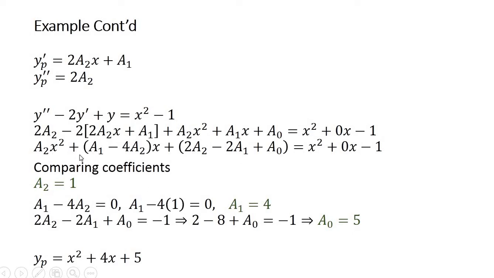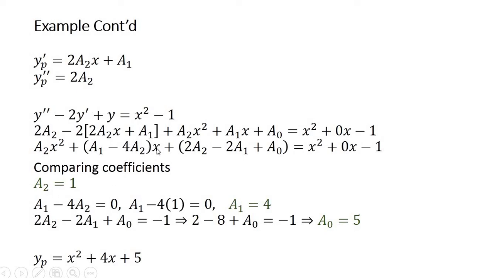And then collecting like terms, you can see for x squared we have got a2, for x we have got a1 minus 4a2, and then for the constant we have got this. Then from there we can compare the coefficients. The coefficient of x squared on the left hand side is a2, and on the right hand side it is 1. So this forms the equation a2 is equal to 1.